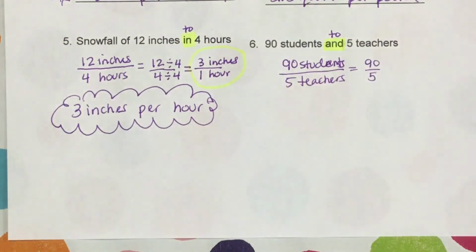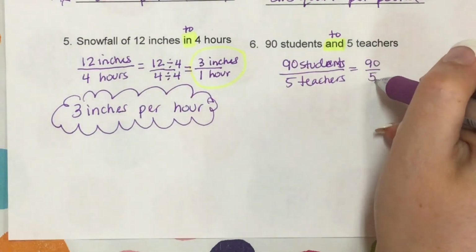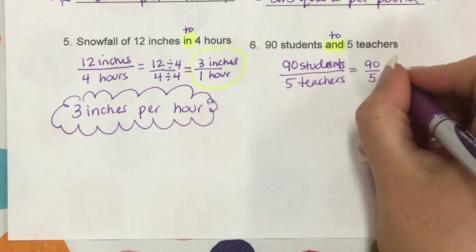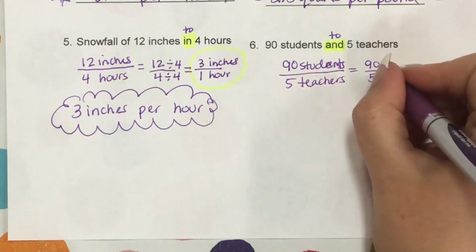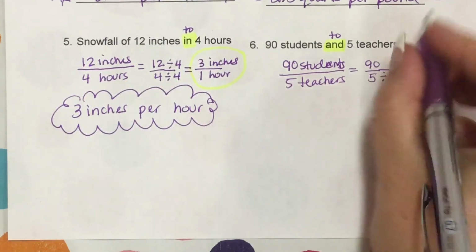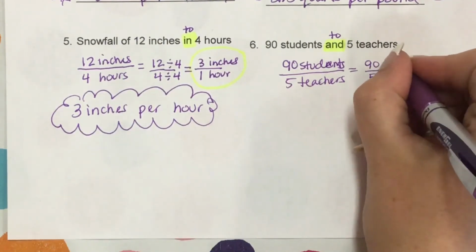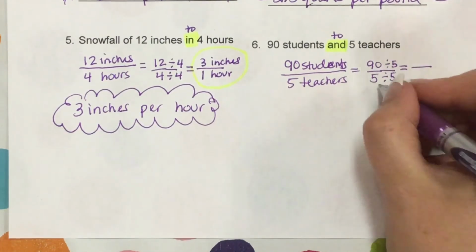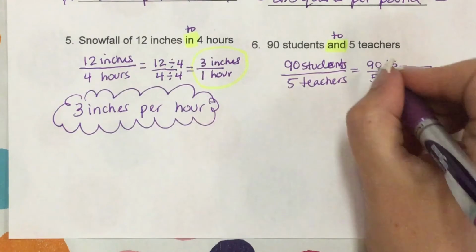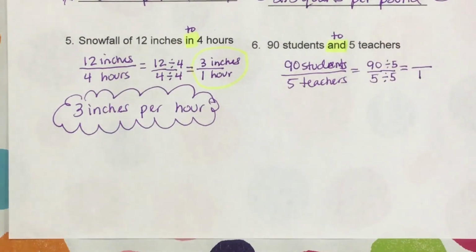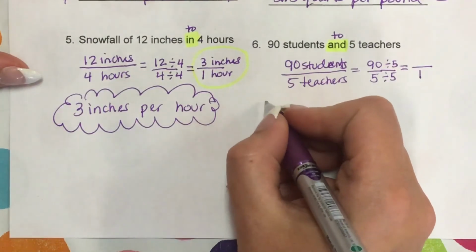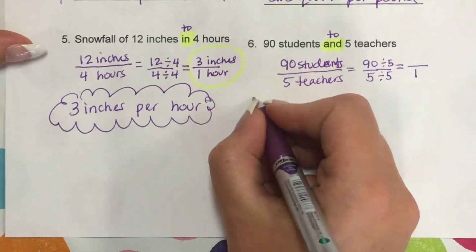And we need to make this a unit rate, so we need this number on the bottom to turn into a 1. So the only way we can get 5 into a 1 is to divide it by 5, because 5 divided by 5 is 1. Whatever we do to the bottom, we have to do to the top. Okay, so we end up with 5 divided by 5, which is 1. And then 90 divided by 5, I'm not exactly sure what that is. So I'm going to go ahead and do that long division right here.